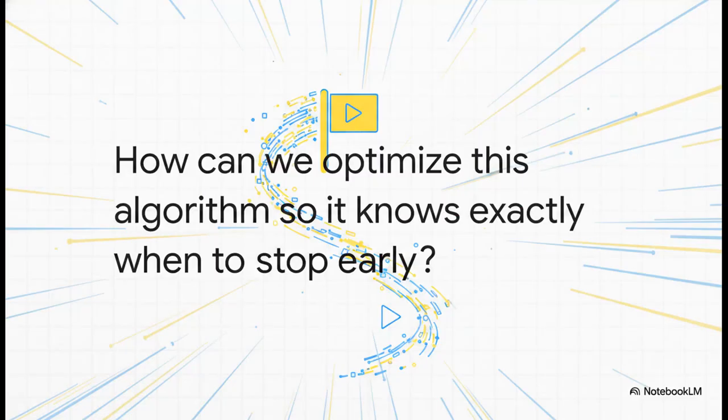Which leaves us with a pretty fundamental programming challenge. We know for a fact that if a pass happens with 0 swaps, the list is completely sorted. So for your next assignment, I really want you to think about this. How can we optimize this algorithm so it knows exactly when to stop early? How might you introduce a simple flag in your code to track whether a swap occurred, transforming your standard run-of-the-mill bubble sort into a truly optimized bubble sort?